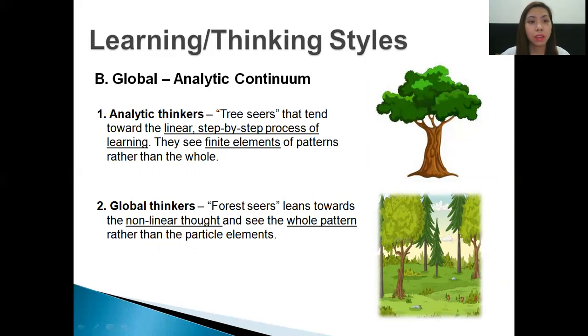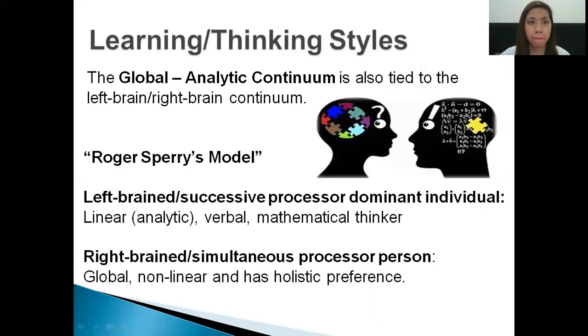The other hand is the global thinkers, who are also known as the forest seers because they lean towards nonlinear thought and see the whole pattern rather than the particle elements. They give attention only to the overall structure and sometimes ignore the details. The global analytic continuum is also tied to the left brain or right brain continuum.